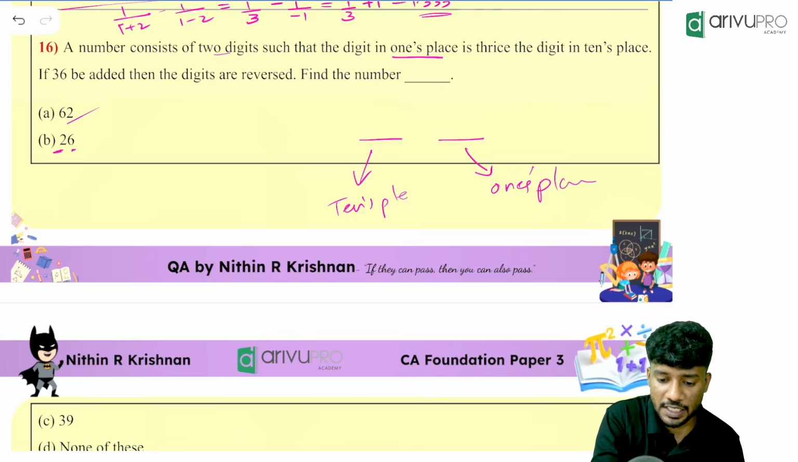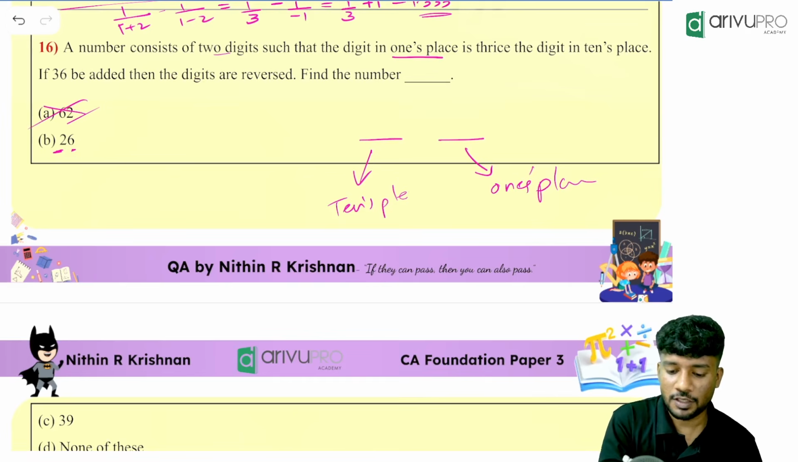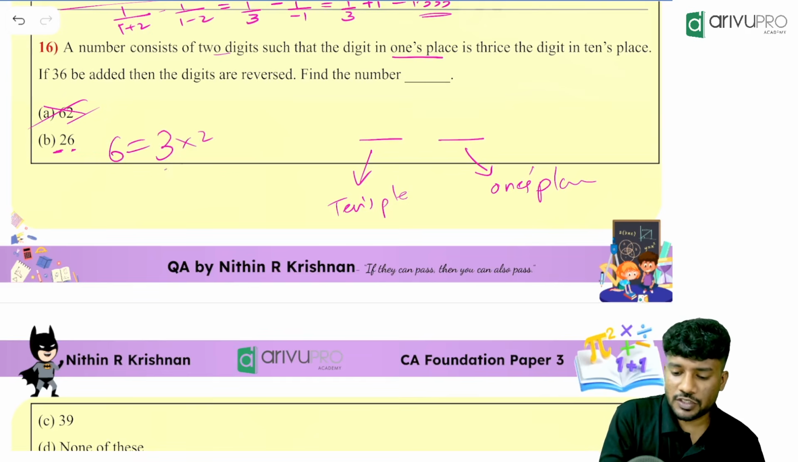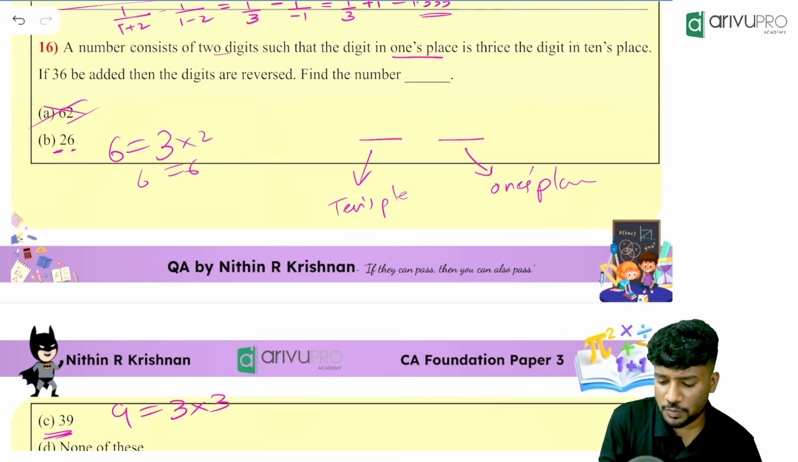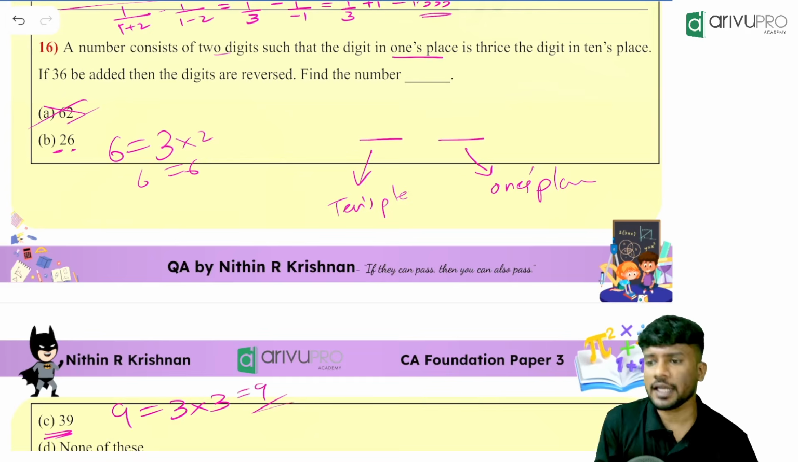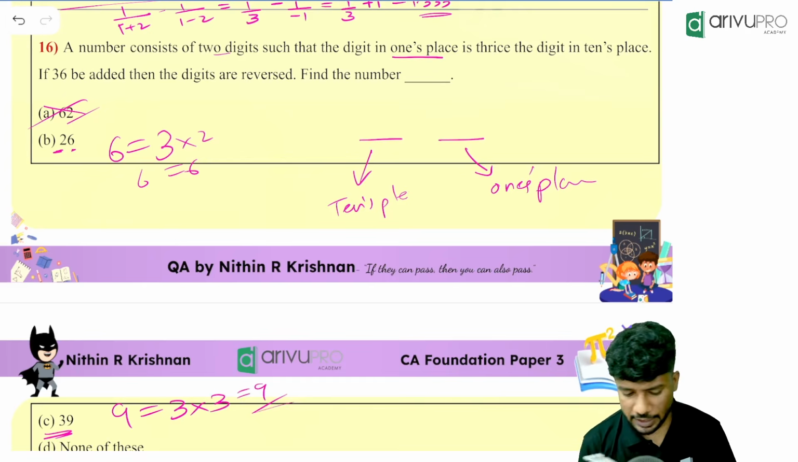That means, is option A correct? No. Digit in ones place is not thrice the digit in tens place. That means 2 is equal to 18. Is it possible? No. Try second option. 6 is equal to what? 3 into 2, which is equal to 6. That is correct. Try the last option. 9 is equal to what? 3 into 3, which is also equal to 9. That means option A is wrong. Either it can be option B, C or D.